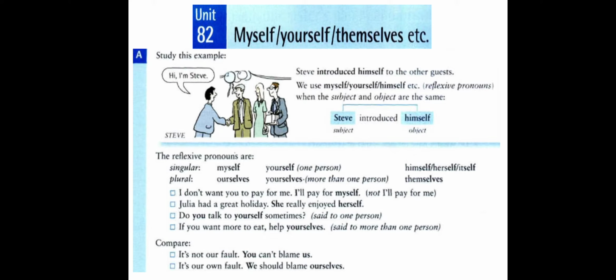Do you talk to yourself sometimes? Here the subject is you and you is the object, so it becomes a reflexive pronoun, so it becomes yourself. Do you talk to yourself sometimes? We don't say do you talk to you. We say do you talk to yourself. We use the reflexive pronoun.